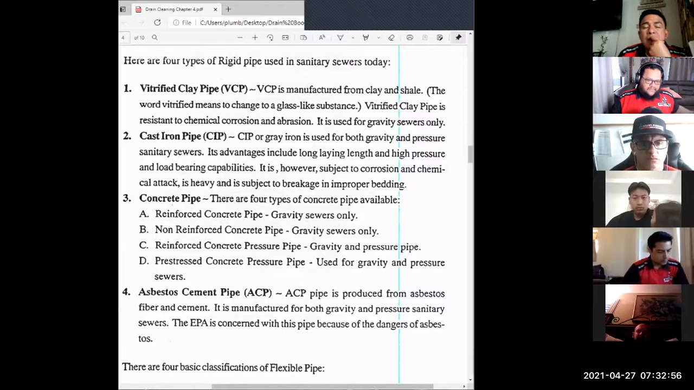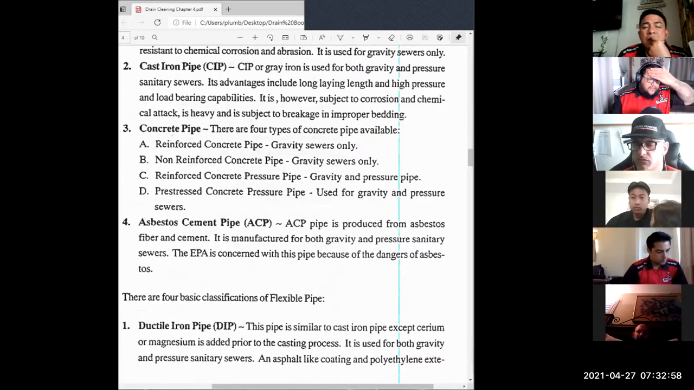And then I'm sure we've all seen this asbestos cement pipe, which is the ACP pipe. It is produced from asbestos fiber and cement. It is manufactured for both gravity and pressure sanitary sewers. And then, of course, the EPA is concerned with the pipe because of the dangers of asbestos. So dealing with asbestos pipe is dangerous. We all know that.